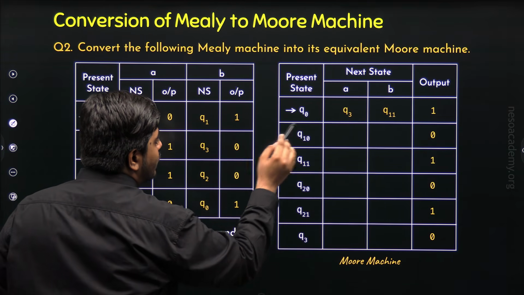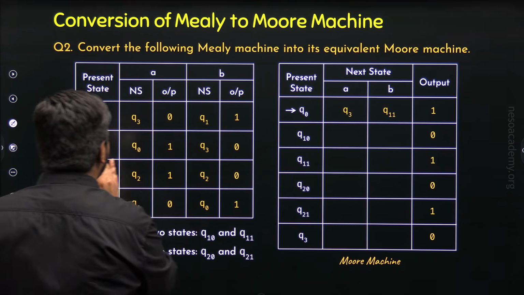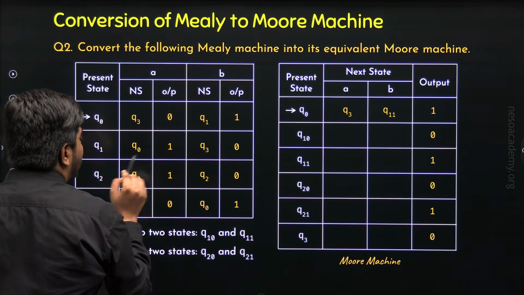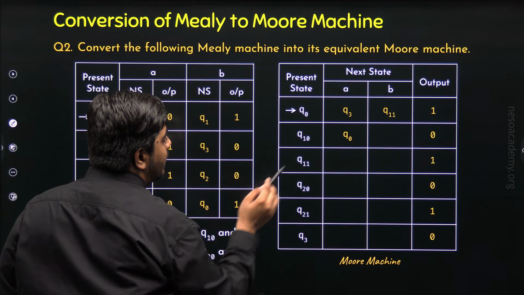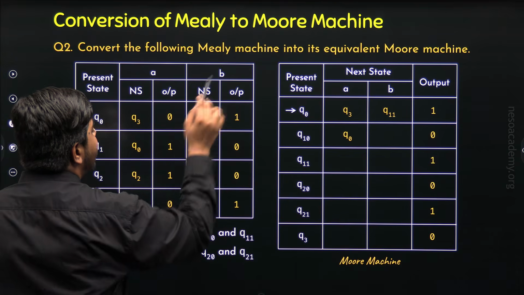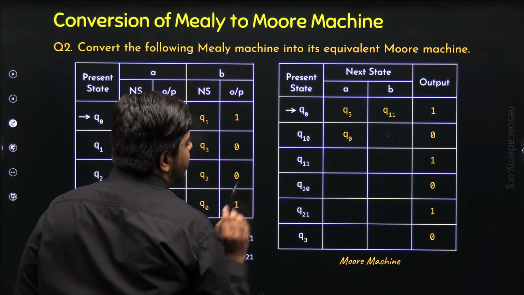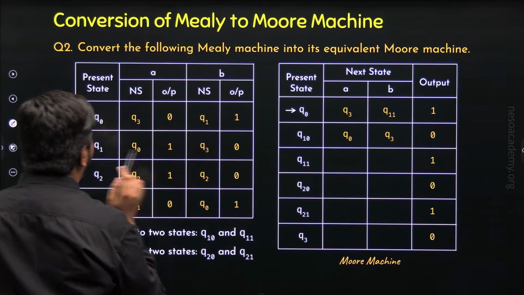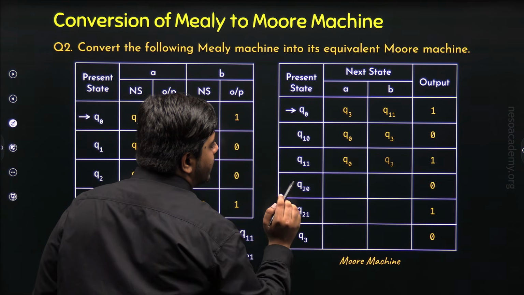Now let's check for Q10 on input symbol A. Q10 is a derivative of Q1, so we will check Q1. Q1 on A gives Q0, and Q0 is a state, so we can write Q0. Now Q10 on B. Q1 on B gives us Q3. Q3 is a state in the Moore machine, so we can write Q3. Now Q11 is also a derivative of Q1. So similarly, we can write Q0 and Q3.